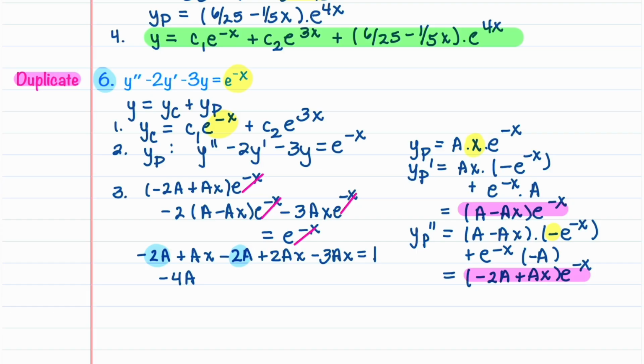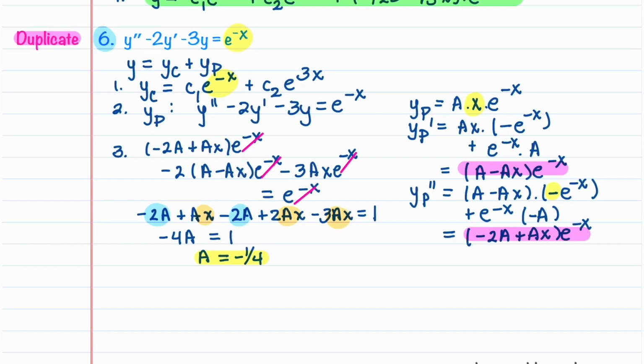Now let's look at the x terms. We have a plus 2a minus 3a, so that's 0. That's nice. And we get 1. This tells us that a is equal to minus 1/4. Now we can go ahead and write down our particular solution. It is a, which is now minus 1/4, times x e to the minus x.